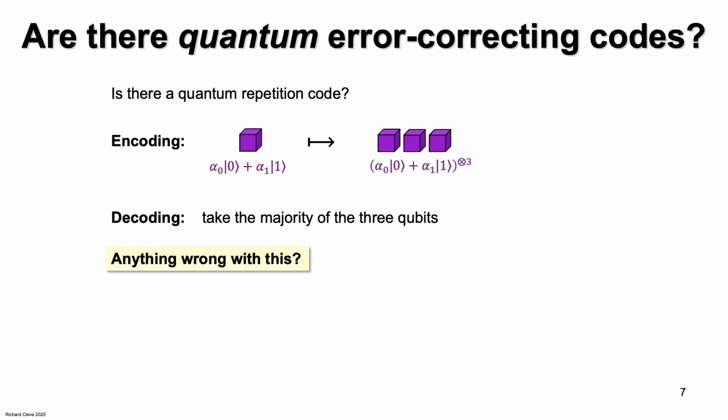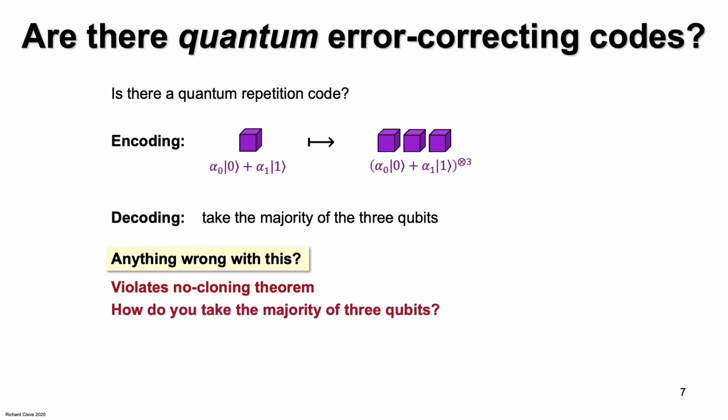Well, for starters, we cannot make copies of a qubit due to the no-cloning theorem. And it's not even clear how we take the majority of 3 qubits. So this definitely does not work. It's easy to copy classical information, and all error-correcting codes for classical information are based on some sort of redundancy. But the no-cloning theorem kind of suggests that redundancy might not be possible for quantum information.